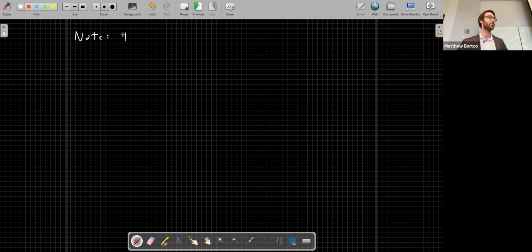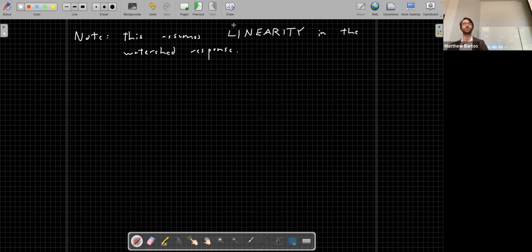Okay, so note, this assumes linearity in the watershed response. In other words, it assumes that the function that transforms the rainfall into runoff is a linear function. That's the only way that you can add up the components together in this way, if the watershed is a linear reservoir or behaves as a linear function. How much time do I have here?